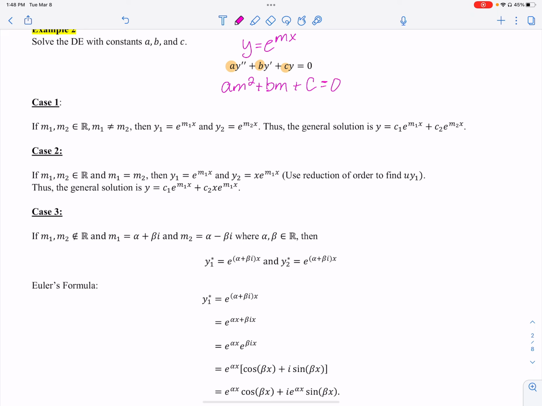If you want to see why this works out, plug in y prime, m e to the mx, and y double prime, which is m squared e to the mx. I would encourage you to plug these three things in and work it out down to this and see if you can get there. You can. It's the same as example 1. It looks almost identical, except now it's going to have an A, B, and C. It's the same idea, just shuffle around those A, B, and C's. We have 3 cases when dealing with a quadratic.